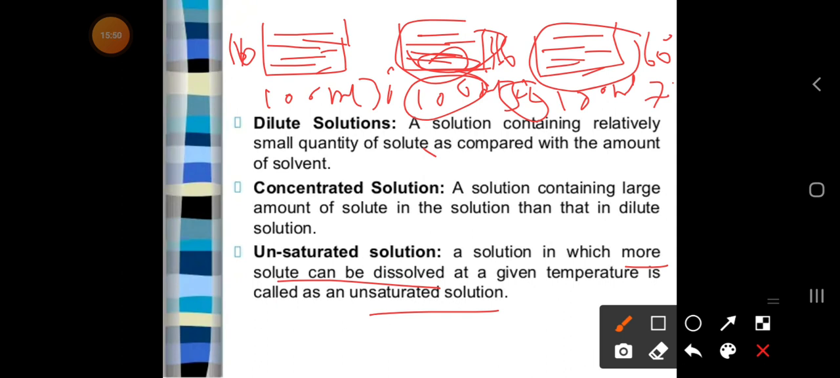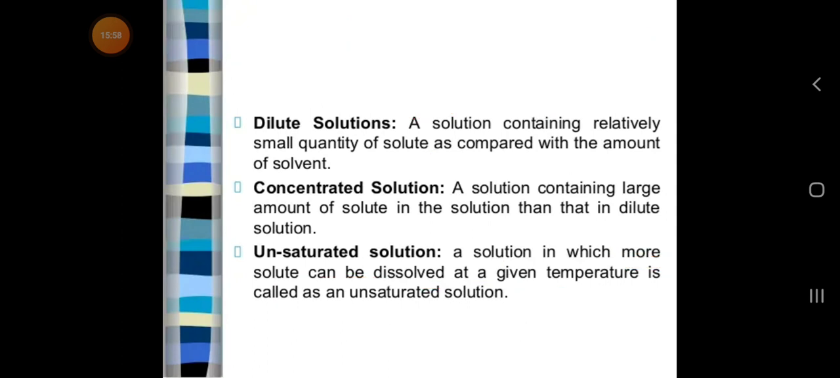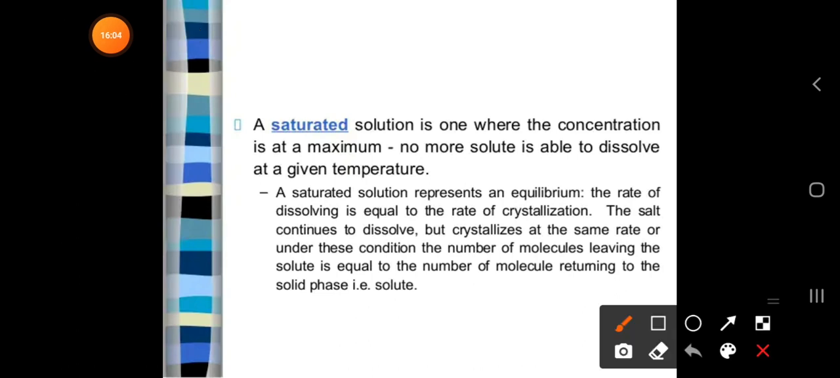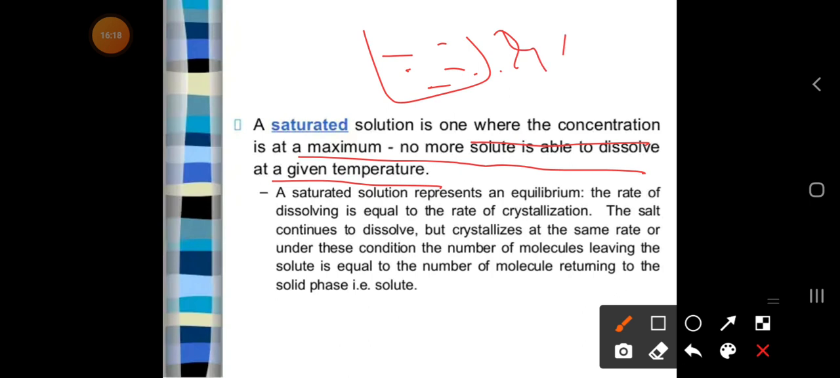Now let us see the definitions. An unsaturated solution is a solution in which more solute can be dissolved at a given temperature. A saturated solution is one where the concentration is at maximum and no more solute is able to dissolve at a given temperature. We have seen the example: if you add 40 grams to this water, only 36 grams is going to dissolve, and the remaining 4 grams forms a precipitate. That we call a saturated solution.